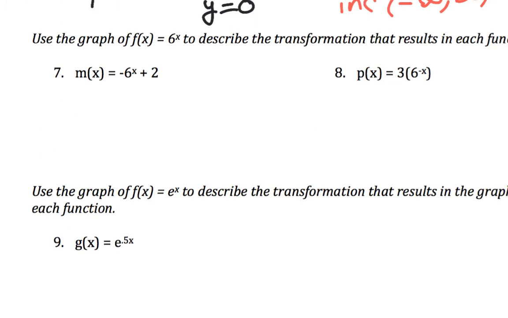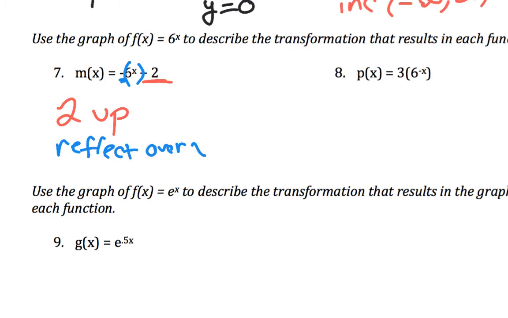So we're going to tell about the transformations. This one has 2. It goes up 2. And then this negative in the front. Remember, the 6 is the base number, so it's not a part of it, but it's outside that negative. So it's a vertical, and the negatives reflect, and it reflects over the x-axis. You could say a vertical reflection over the x-axis.